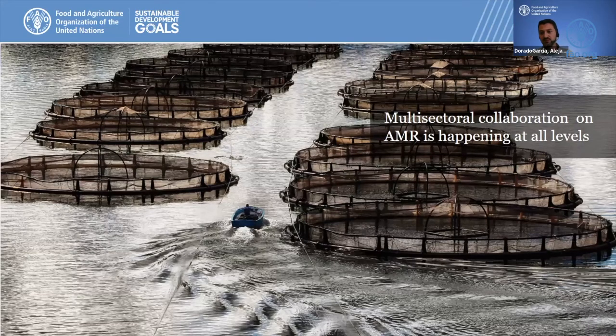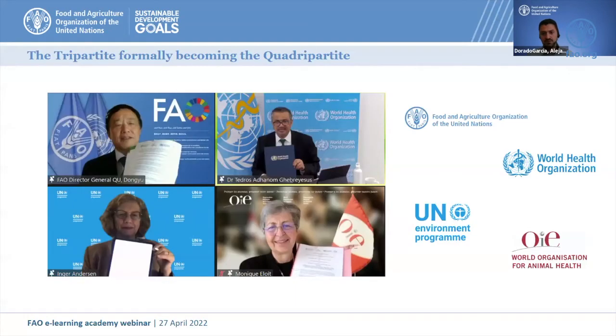For the implementation of the One Health approach, multisectoral collaboration is happening at all levels, from global to local actions and commitments. So I will start with some notes at the global level. And at its annual executive meeting in March this year, the tripartite partnership for One Health, so FAO, WHO, and OIE, formally became the quadripartite, as they signed the Memorandum of Understanding with UNEP.